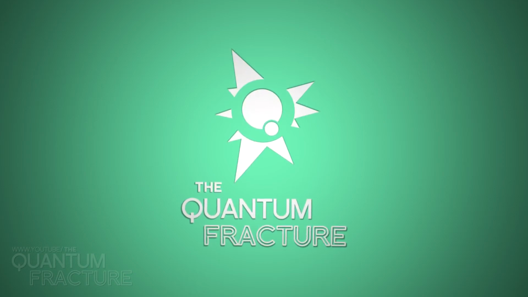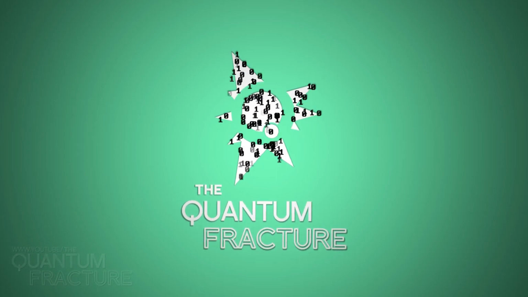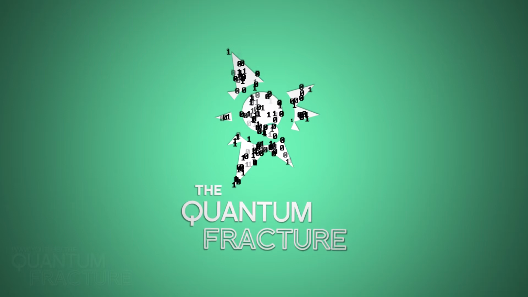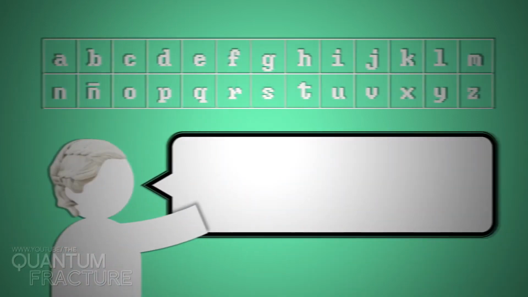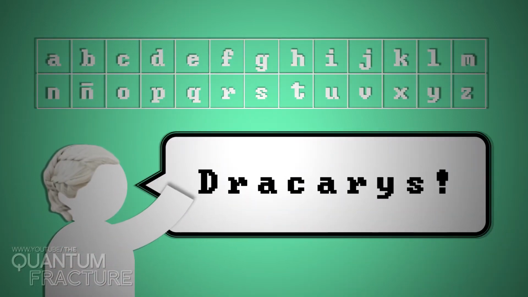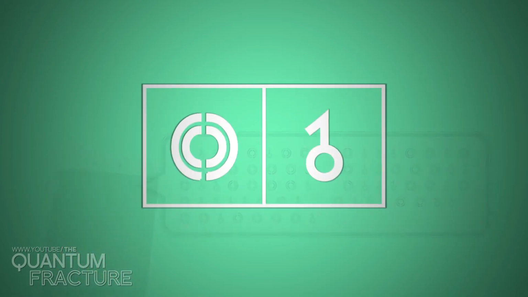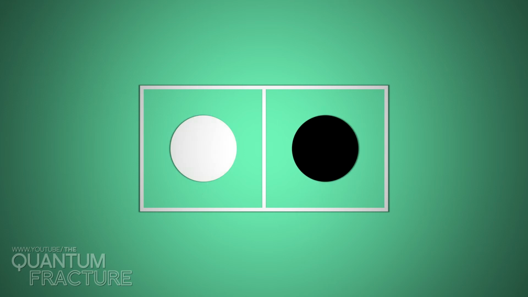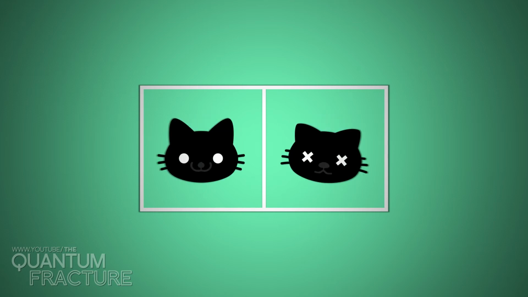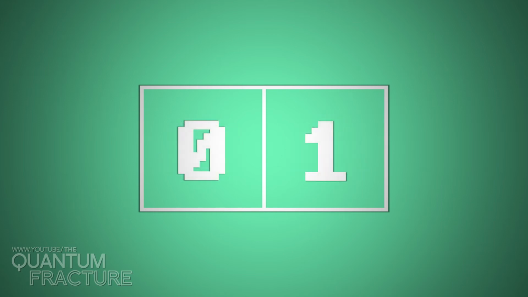As you already know, a bit is the smallest unit of information processed by a computer. It's like a letter. When we speak, we combine more than 20 letters to express ideas, but a computer only needs 2. You can call them whatever you want, up and down, black and white, dead and alive, or for practical reasons, we use 0 and 1.